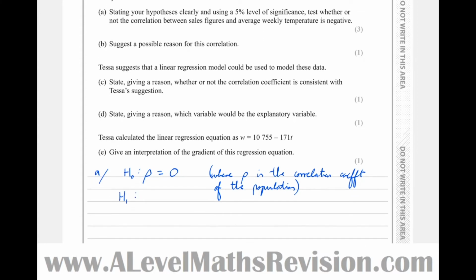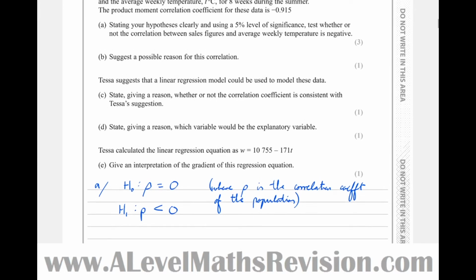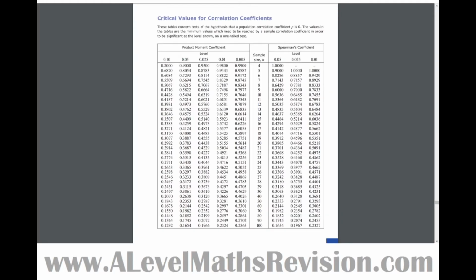H1, we're testing for negative correlation, it said, so rho is less than 0. Now what we're going to do is consult the table of numbers. So the key numbers that we're going to look for in the table of statistics is the 5% significance level, and that's our correlation coefficient that we found. So here's the relevant page here, and here's the relevant table of numbers. So we're looking at the 5% significance level, so it's a one tail test. So this is the column here that we're looking at.